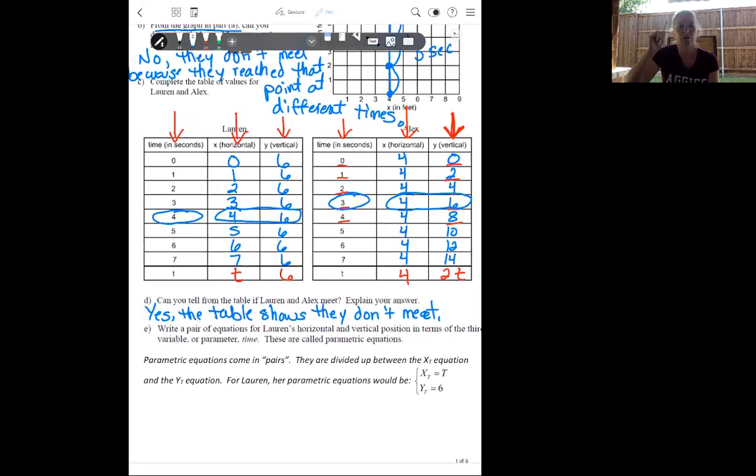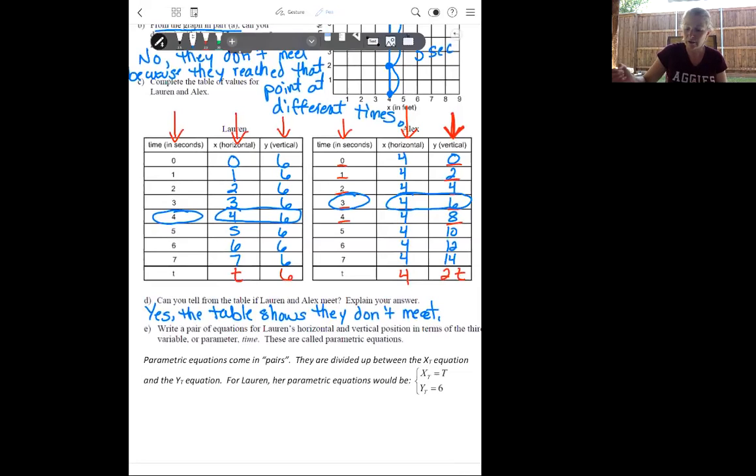So now part E. We need to write a pair of equations for Lauren's horizontal and vertical position in terms of the third variable or parameter, which is time. These are called parametric equations. So parametric equations come in pairs. They're divided up between an x sub t equation and a y sub t equation. The x equation always deals with the horizontal position of the object at any time t. The y equation always deals with the vertical position of the object at any time t.